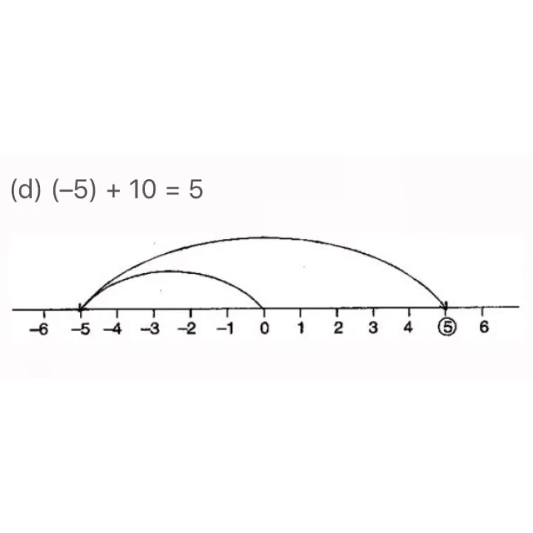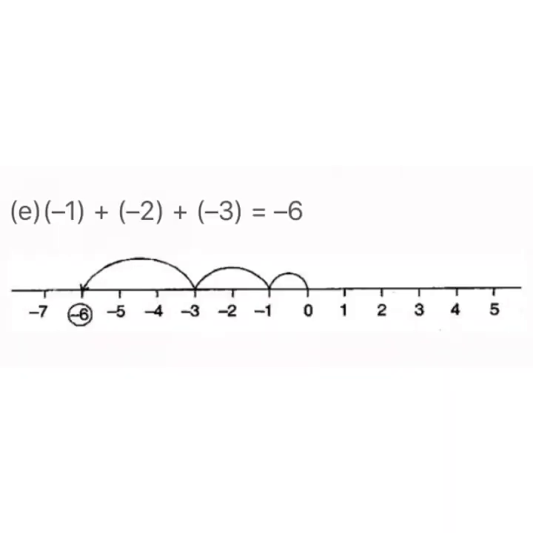Now the next one is minus 1 plus minus 2 plus minus 3. Children, here you can see that all the integers are negative, that is minus 1, minus 2, minus 3. So when we are opening the bracket, it becomes minus 1, minus 2 and minus 3. So here children, what we will do, we will add the integers, but the answer will be negative. So minus 1, minus 2, minus 3 is minus 6.